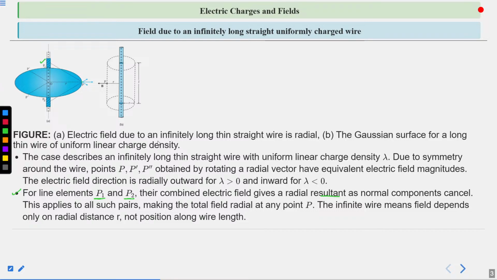Now one important point: suppose the position of point P is changed and it becomes point N. In that case, what will be the electric field? The electric field will change because it depends on the radial distance. It depends only on the radial distance r, not on the position along the wire. So let's see the electric field at point P.